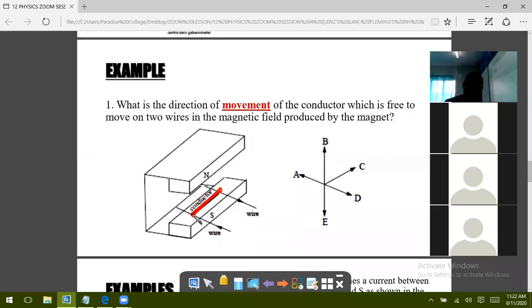Class, are you using Fleming's left-hand or right-hand rule? Right hand, okay. Why do you have to use the right hand? Because of the word movement. It's asking us for the movement. That's right. Because of the word movement, I am using the right-hand rule.